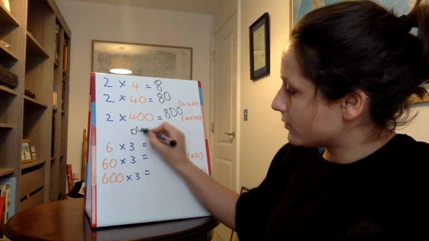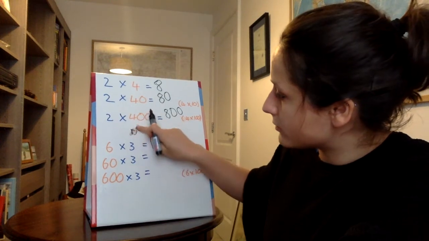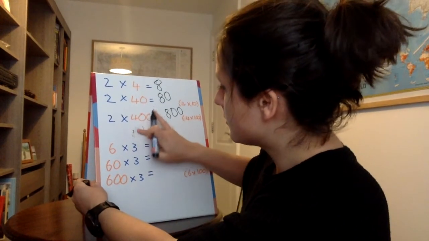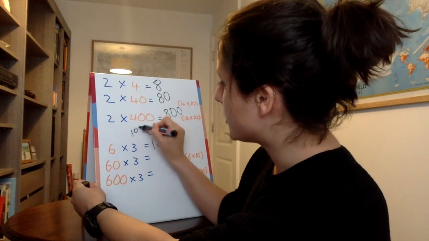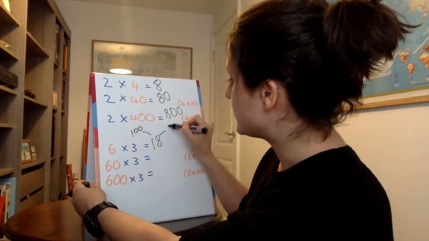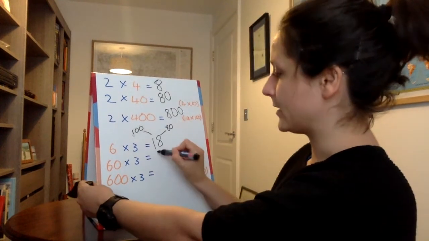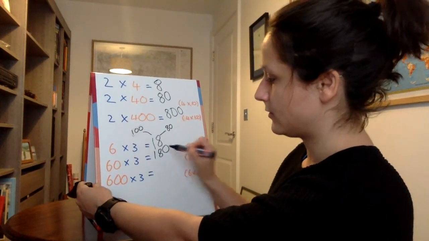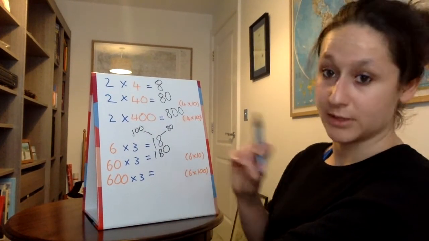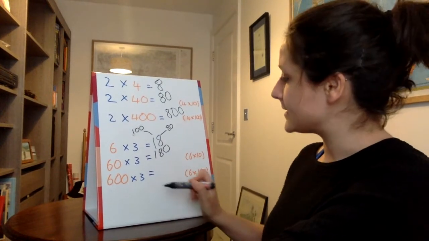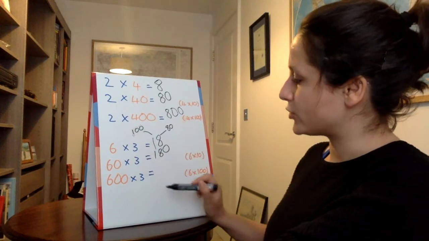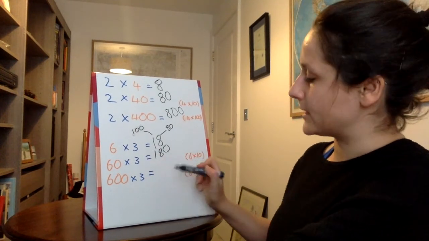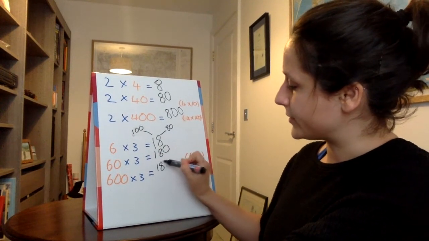Ooh, that doesn't look like 100. Let's write that again. 10 times 10 is 100. 10 times 8 is 80. And you can add them together. Okay, where that partitioning comes in useful yet again. And down here, we know that 600 is 100 times bigger. 100 times 18, you're getting into quite complicated territory here, is 1,800.